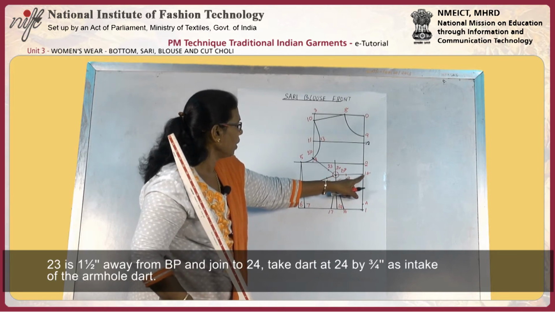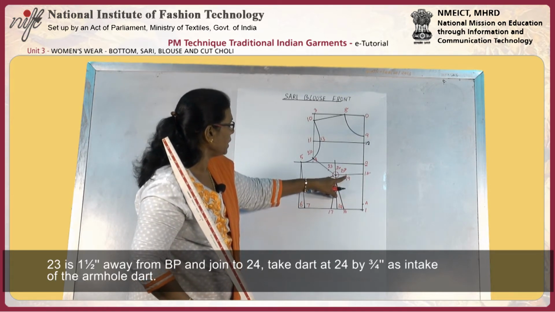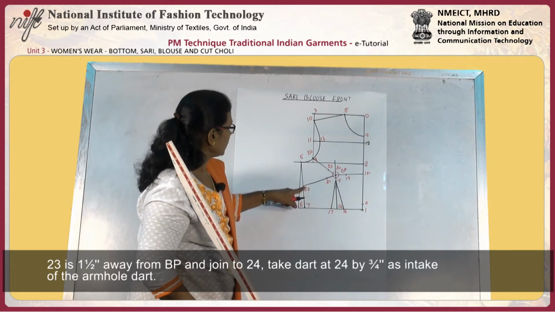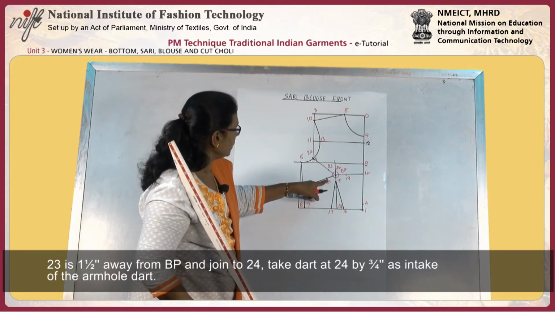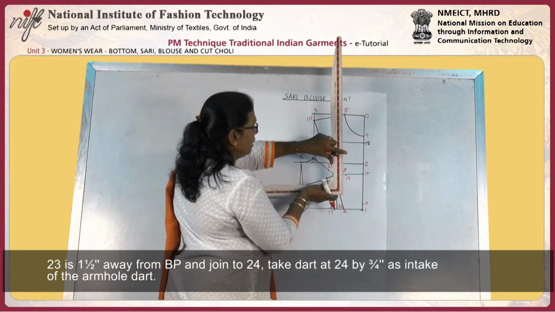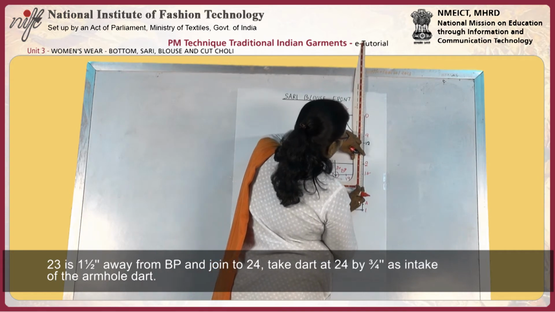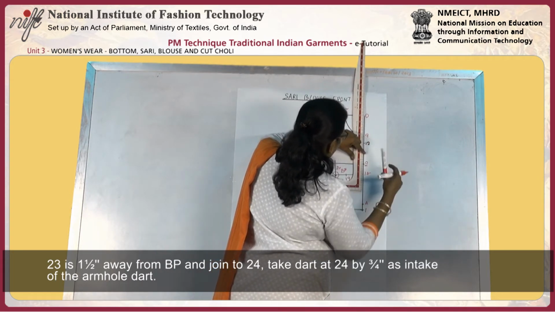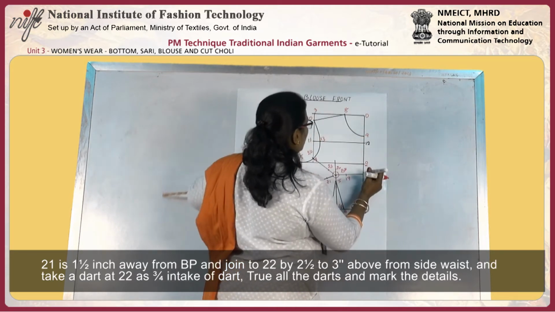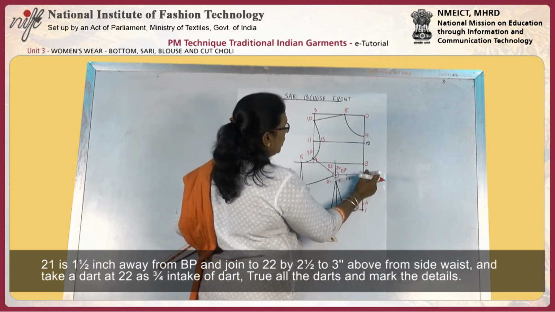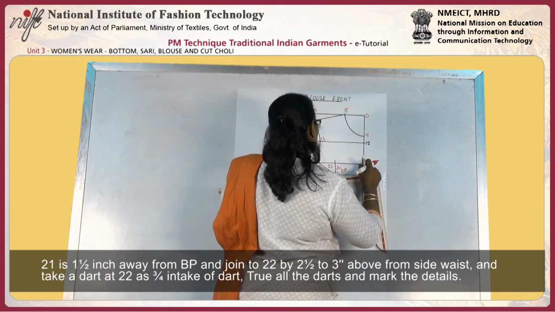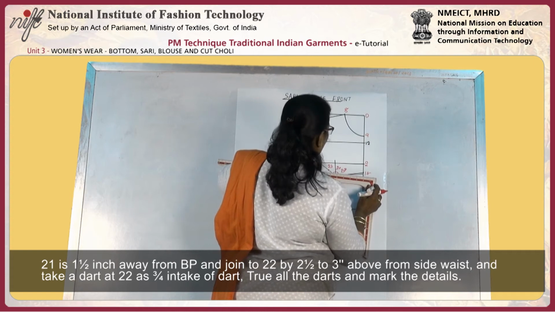Thus the center front dot is going to end over 19, armhole dot is going to end over as 23, and the side seam dot is going to end at 21. Now the dot intake has to be decided. For the center front dot, we should mark 1/4 inch width and 1/2 inch intake. So we need to mark 1/4 inch on both sides and connect the dot to 19.